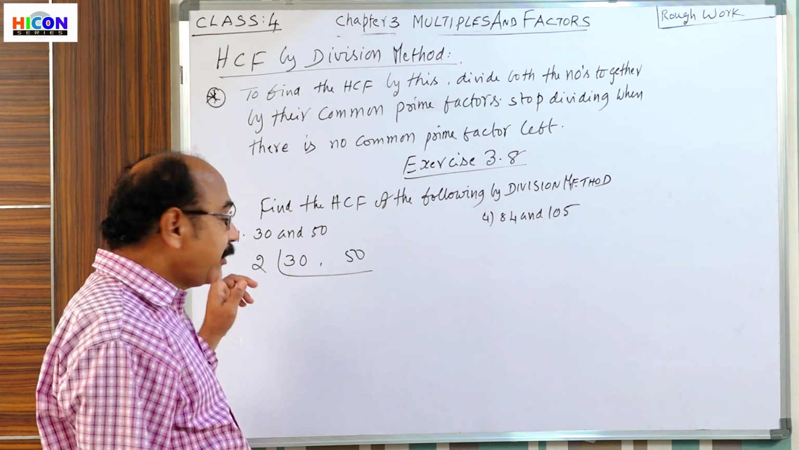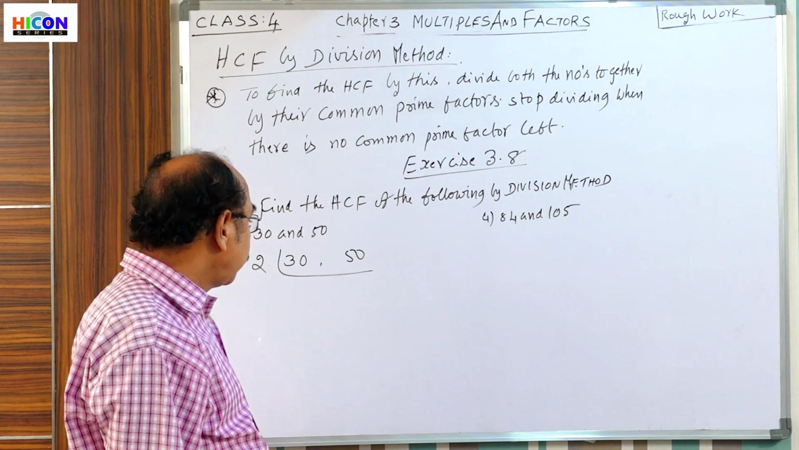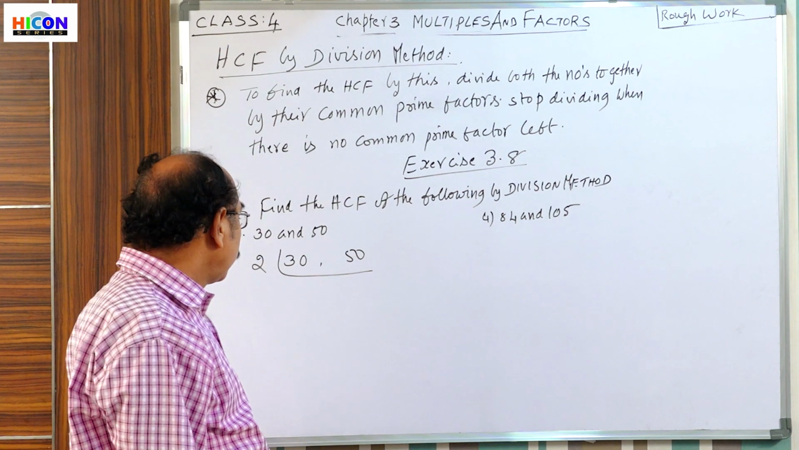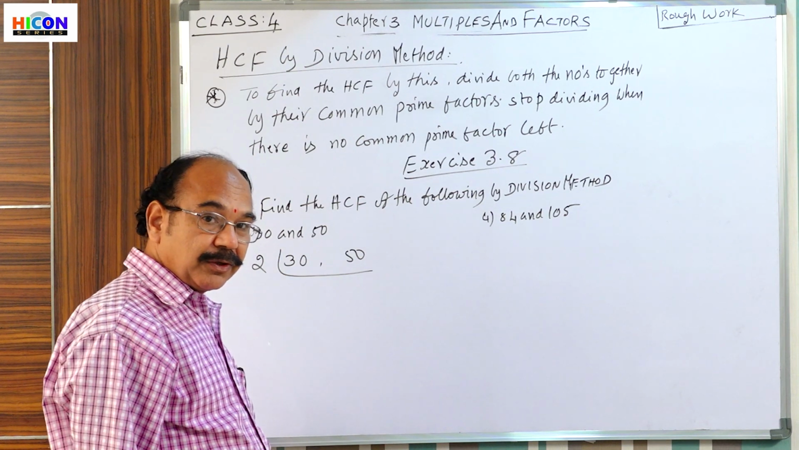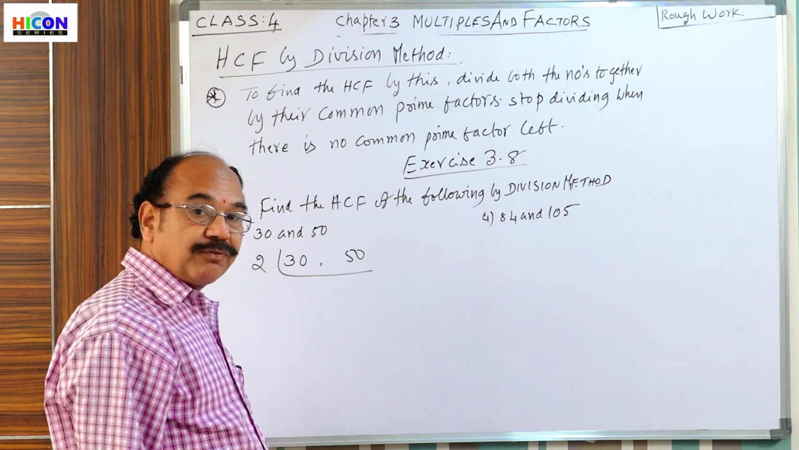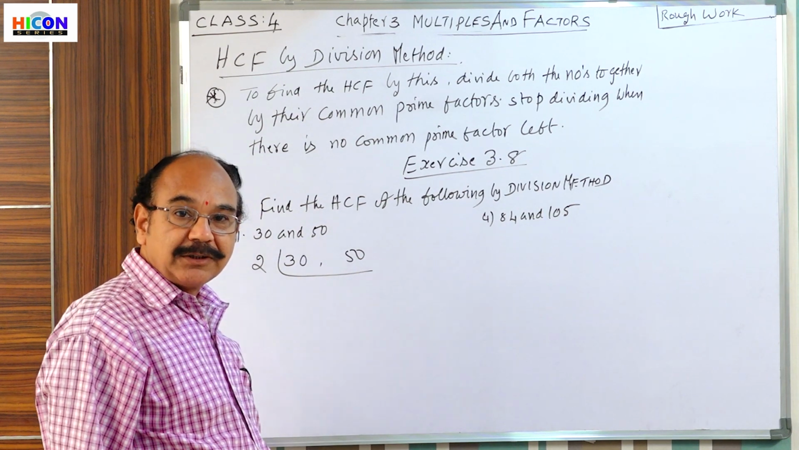And that 2 can divide 30 and can divide 50. You can take 5 also, very in the beginning. Why? Because 5 divides 30 and 5 divides 50.